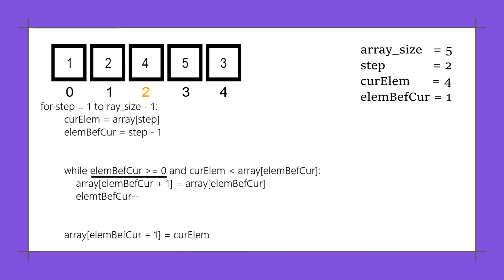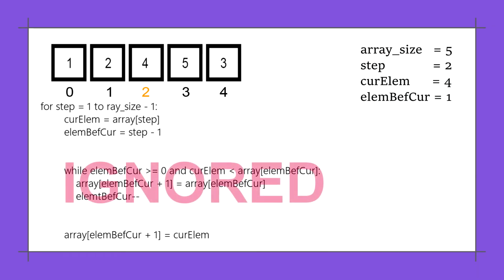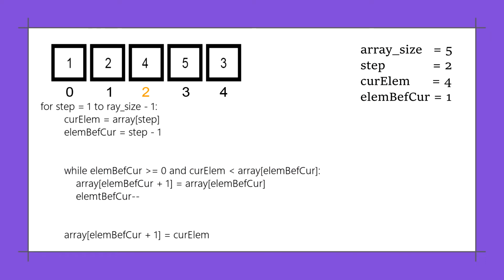On the first condition, the result is true because 1 is greater than or equal to 0. On the second condition, the result is false because 4 is not less than 2. Therefore, we ignore the inner loop. Now, in the current iteration, nothing has been changed because the array of index 1 plus 1 is still equal to the current element. So let's go back to the outer loop but in step 3.